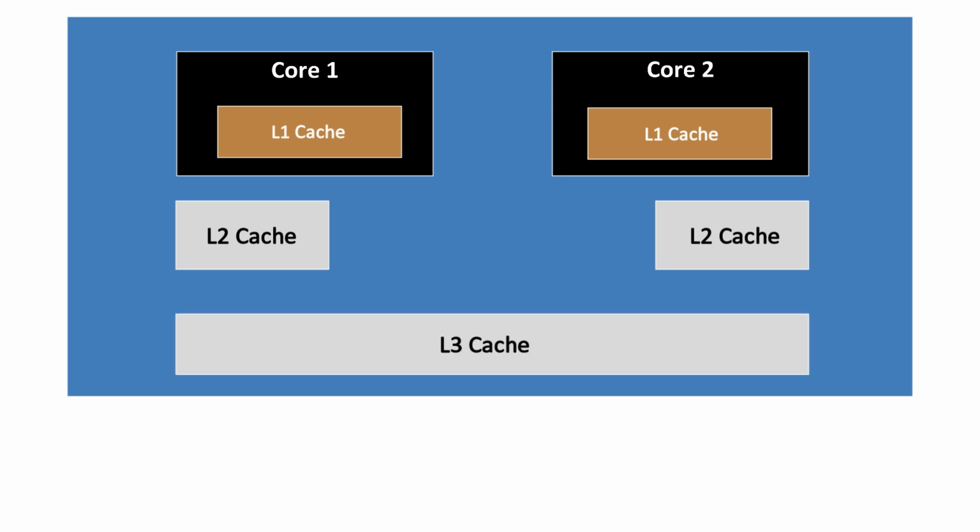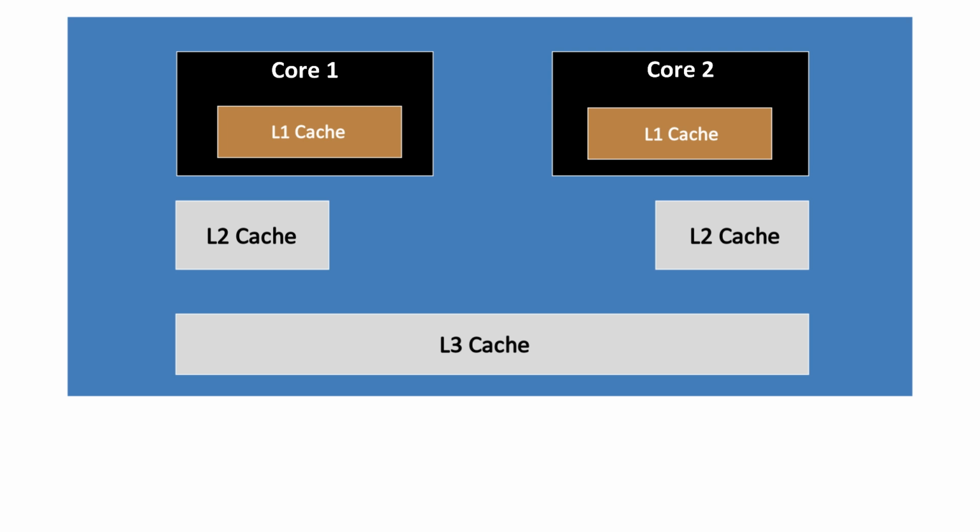L3 cache is usually a shared memory among multiple cores. So let's consider we have a microcontroller with two cores, core 1 and core 2. L3 cache will be the memory from which both cores of the controller can quickly fetch data or store data. So basically, L3 cache is like a shared partnership between the two cores.